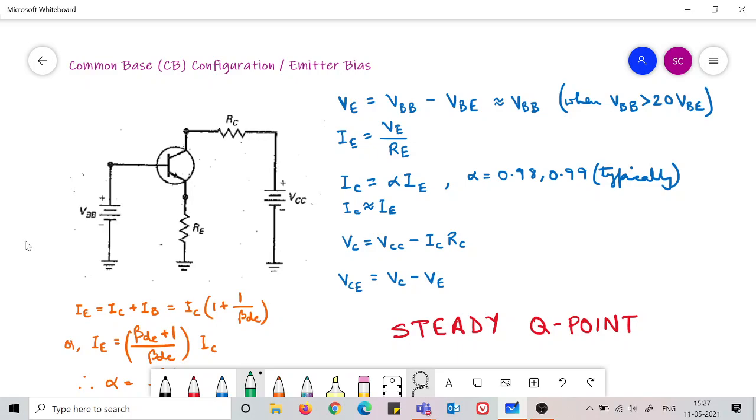So if I talk about the common collector configuration, what can you expect? Can anyone give me an answer? What can you expect in that configuration? Sir, in place of RC there will be no RC. No resistance. RC could be 0. There will be no RC.